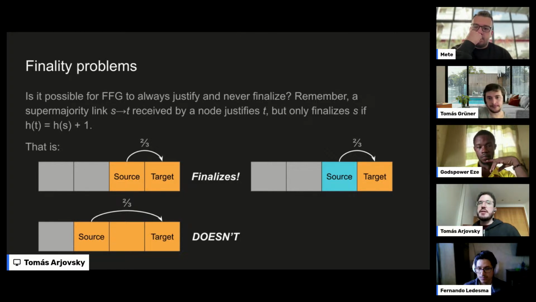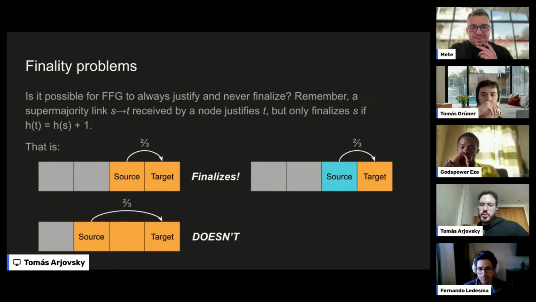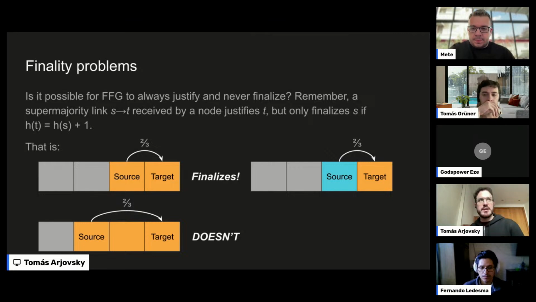So one of the things that is very important in this is that the only way that I can finalize something is if I get a supermajority link, which means that 2/3 of the people emitted the same link, or 2/3 of the stake, actually, because this is not about the number of validators, but also about how much stake they have. We'll see how validators can have less than 32 ETH in a little while today.